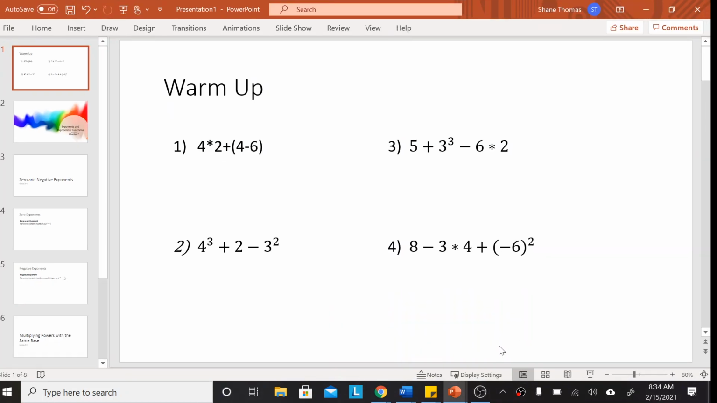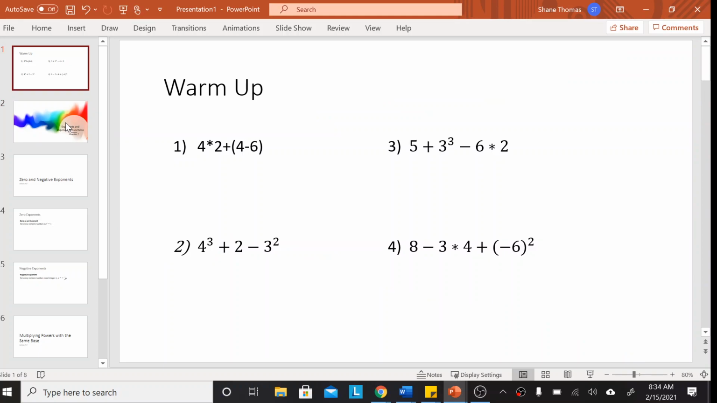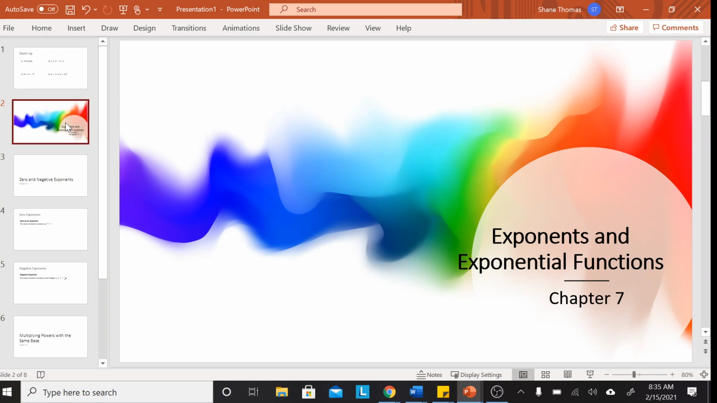So, here we go. Chapter 7. Chapter 7 is exponents and exponential functions. We've been dealing with exponents a little bit. We know how to use them. We've used them like 3 squared and 3 to the 4th and so on. That's why I did these warm-ups here today. If you noticed, 3 of the 4 had exponents in them. What we haven't done, though, is how to deal with an exponent when it's with a variable. That's what we're going to be looking at in this chapter. So exponents and exponential functions.